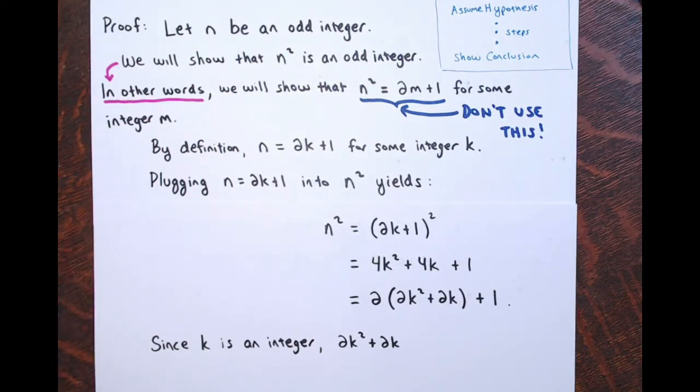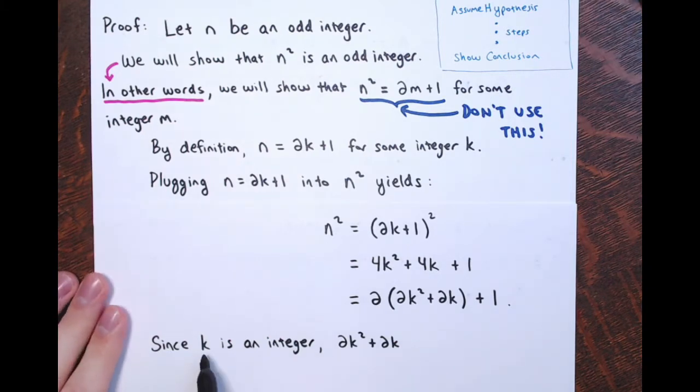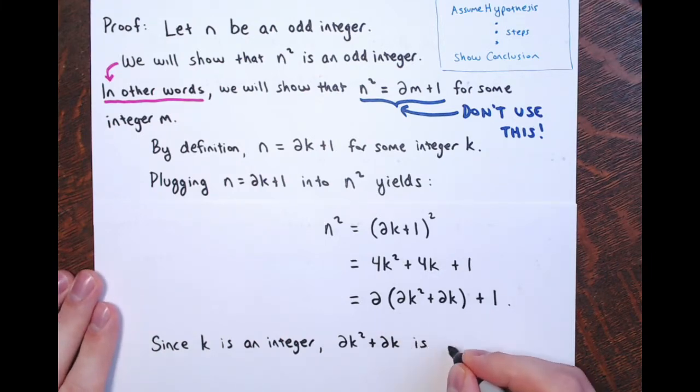We can assume the set of integers is closed under addition and multiplication. So if k is an integer, k times k would be an integer, times another integer is an integer, plus another integer is an integer. So this 2k squared plus 2k is also an integer.